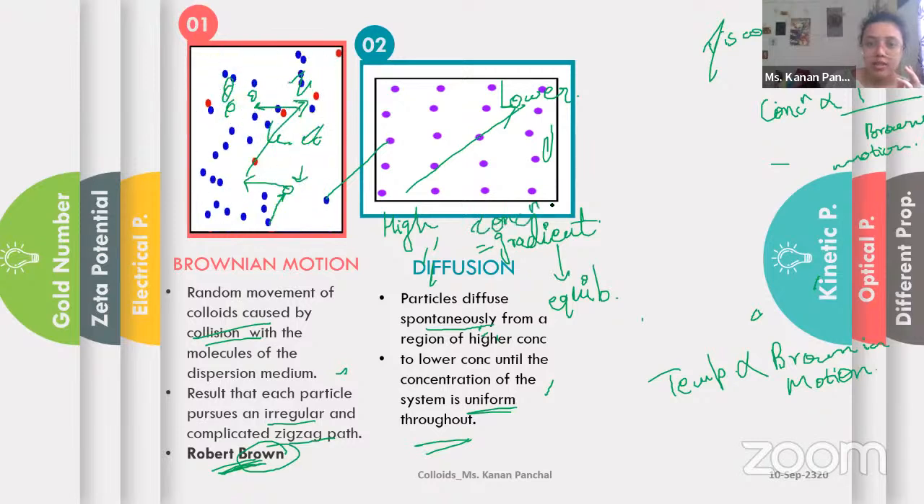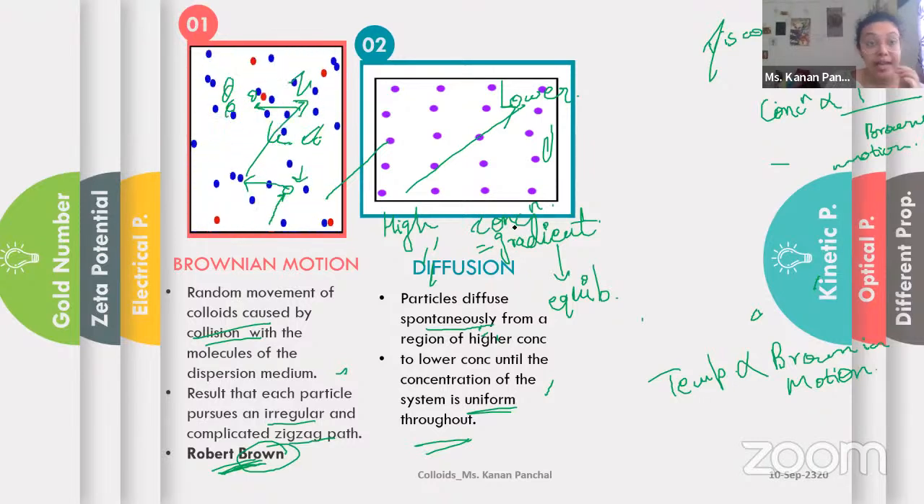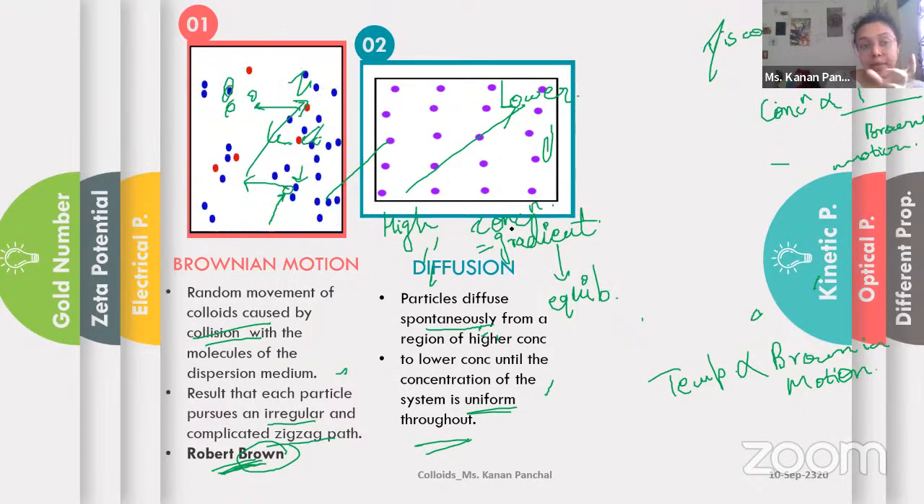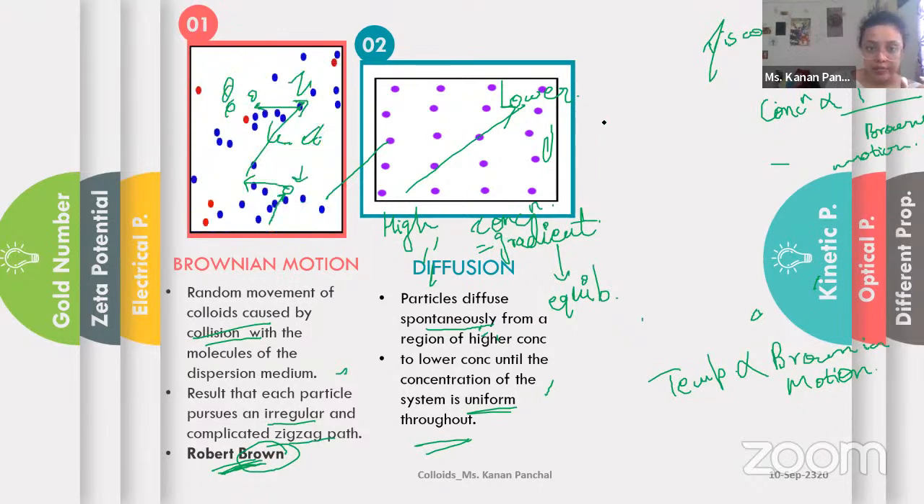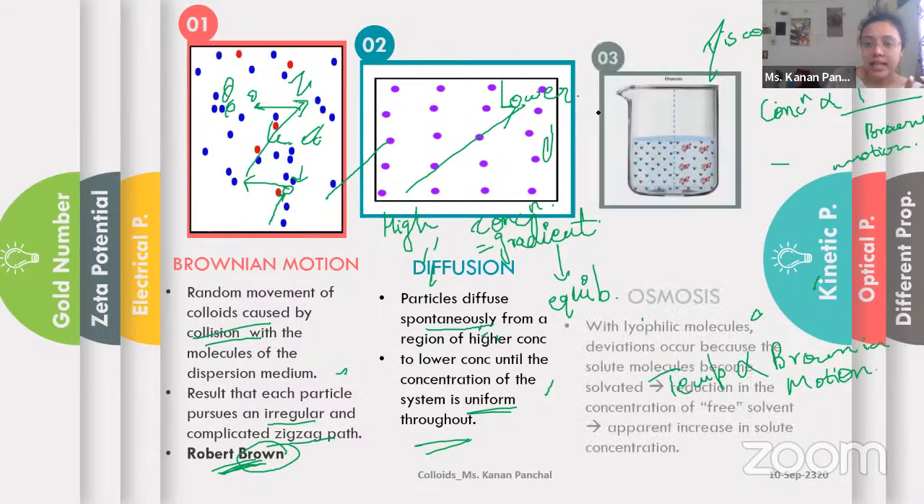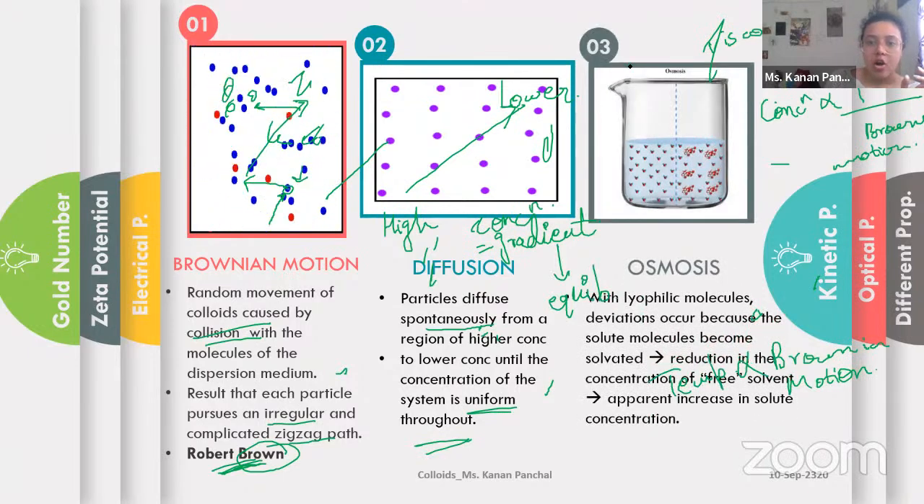Okay. There should be a concentration gradient, and it will happen until equilibrium is achieved. Fine. Then the next one is osmosis. Osmosis में क्या होता है?